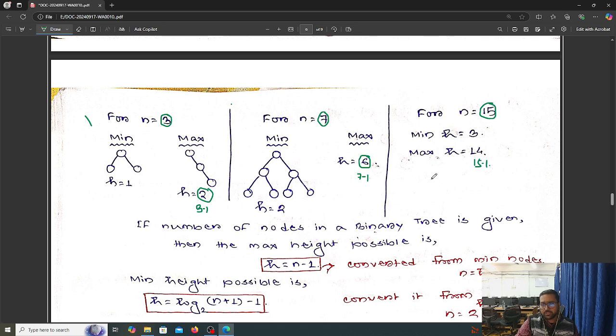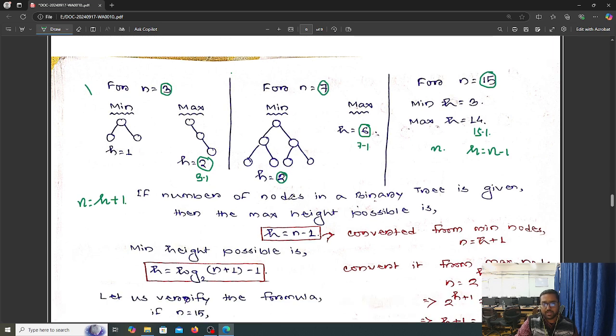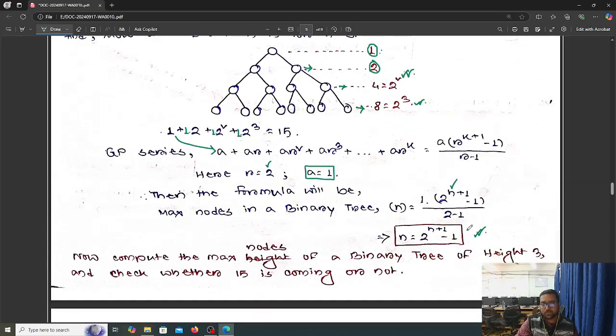So if we know the number of nodes is n, we may find out the height as n minus 1. So the maximum height possible for any binary tree should be the number of nodes minus 1, and it is converted using n equal to h plus 1. Then how is the minimum height obtained? Minimum height is obtained from the maximum number of nodes possible. Okay, let us derive h from this formula.